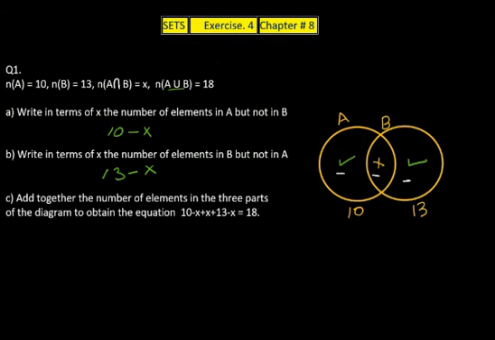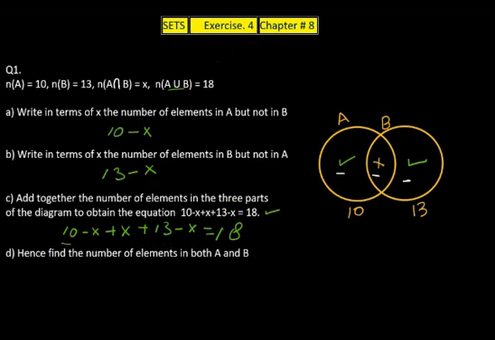So the first part is 10 minus x, and then it has plus x, the middle part, which is the intersection. Then it has plus 13 minus x, right? And we know that the sum is equal to 18. As we have already discussed, this A union B is the sum of the elements of A and B. It means that if you add these three parts, that should be equal to 18, right? 10 minus x plus x plus 13 minus x equals 18, which is equal to this equation. That's what we have to prove here.